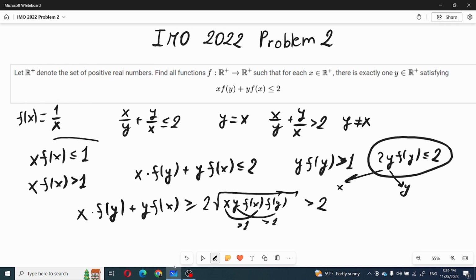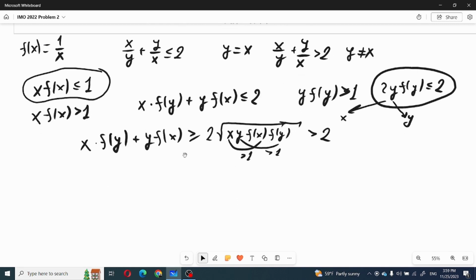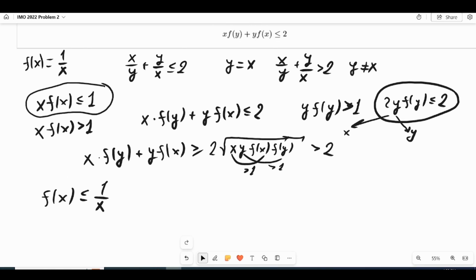So there doesn't exist any positive real number x such that x times f(x) would be greater than 1. So for all numbers, x times f(x) is less or equal to 1. And we get that f(x) is less or equal to 1 over x. And now assume that f(x) is not equal to 1 over x for some number x, and f(x) must be equal to 1 over x plus d, where d is any positive real number.